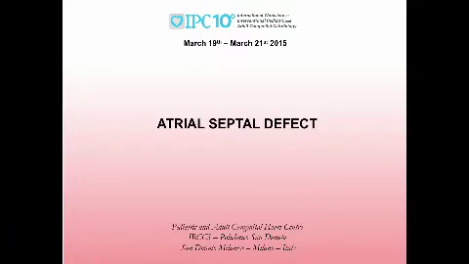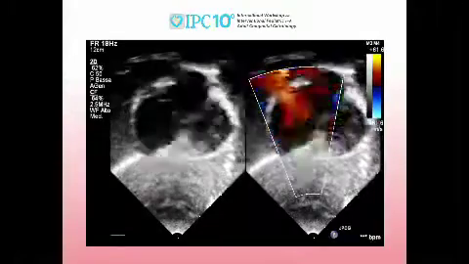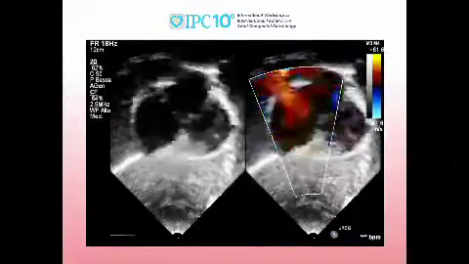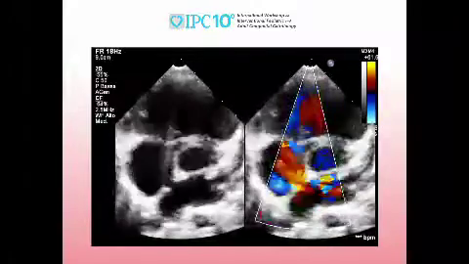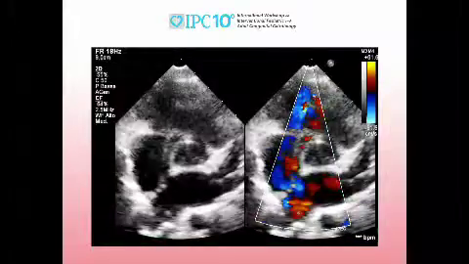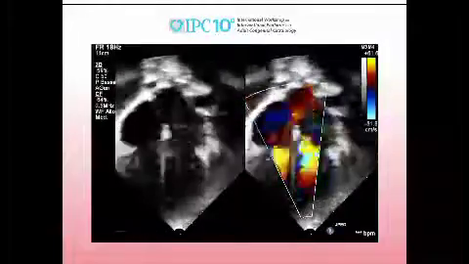Please, Francesca, go ahead. Good morning, everyone. The first case is a 5-year-old female with a diagnosis of atrial septal defect, normal growth, no other comorbidity. Here you can see a subcostal view showing the interatrial defect with a left-to-right shunt. Here is a short axis view, again showing the defect with a good aortic rim. And the last is a 4-chamber view, and you can appreciate the enlargement of the right ventricle.